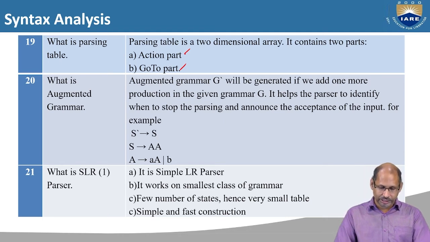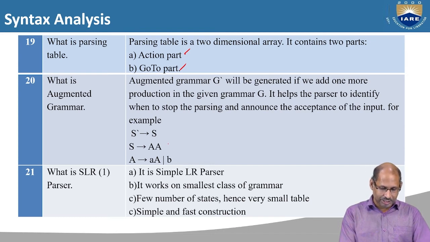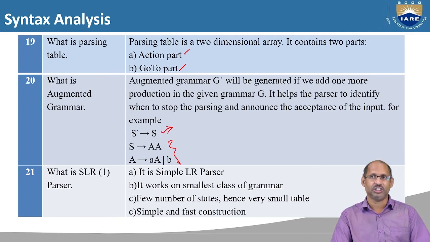What is augmented grammar? Augmented grammar G dash will be generated if we add one more production to the given grammar G. It helps the parser to identify when to stop the parsing and announce the acceptance of the input. For example, this is the given grammar and this is the additional added production.